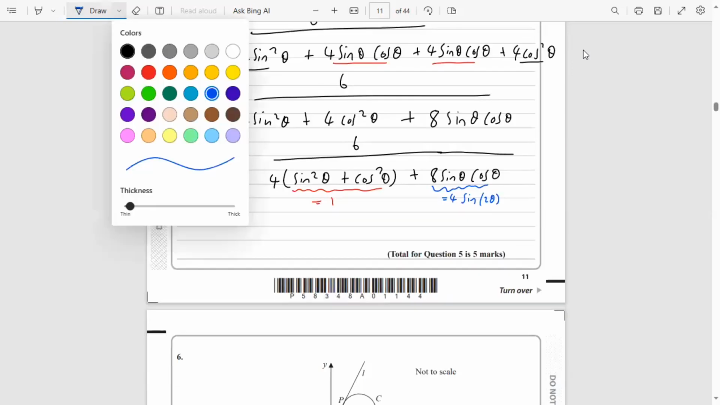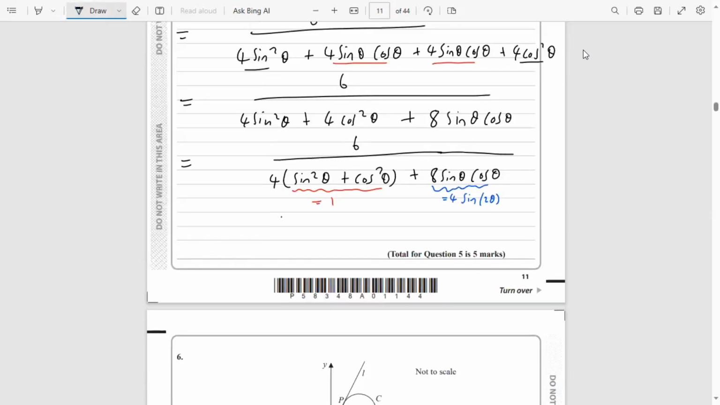So what we're going to get then, again, is if we just do our fraction, so on the top still the number 6, and then we got 4 times 1, that's going to be 4, and then we've got plus 4 sine 2 theta. Remember the blue is 4 sine 2 theta, the red is 1, 4 times 1 is 4, so we get 6 over 4 plus 4 sine 2 theta. So now, we're nearly there.